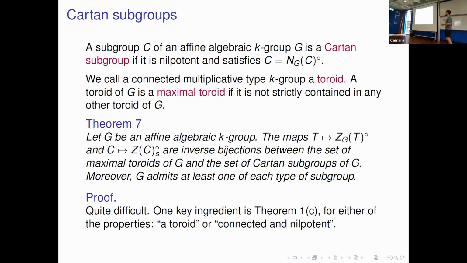Moreover, G admits at least one such toroid. It's not immediately clear, but with the schematic union tool, it is, because the properties of, say, multiplicative type and connectedness are preserved by schematic unions. So if you take a chain of these, the schematic union is going to be one of those things. So that does exist. Yeah, so you do need this theorem.